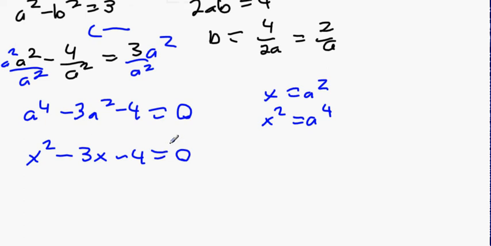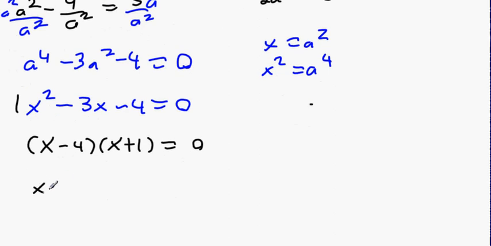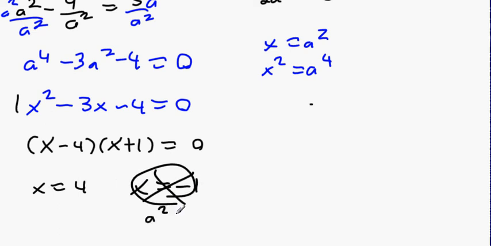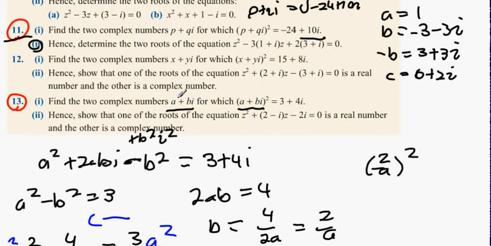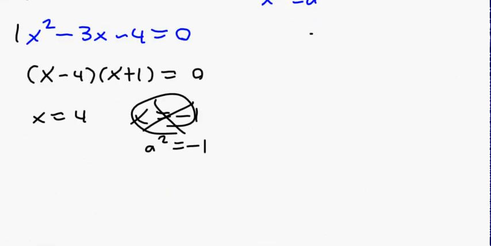And then what we should get here is, solve this, and we get (x - 4)(x + 1) equals 0. And then we're going to get x equals 4 or x equals minus 1. It can't be x equals minus 1 because a squared cannot equal minus 1. As in the description, we need a and b to be real numbers. So what we get here is a squared equals 4. Therefore a is equal to plus or minus 2.